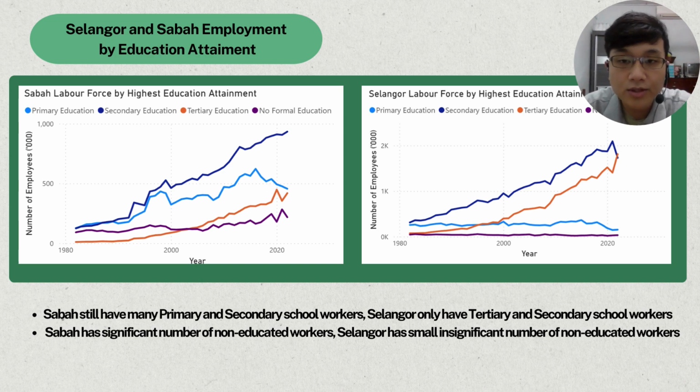The first thing to do is to link education with poverty, right? And it's true because in Sabah, a lot of people still rely on secondary education. Meanwhile, primary and no formal education still exist in Sabah. However, in Selangor, we don't really see many people with only primary or no education. Most of the people over here have secondary or tertiary education.